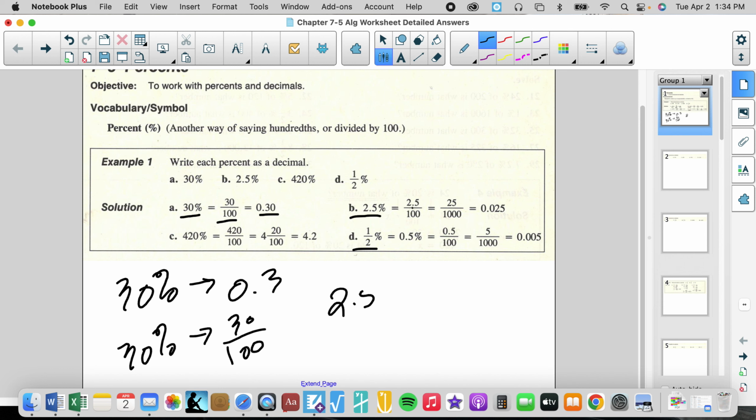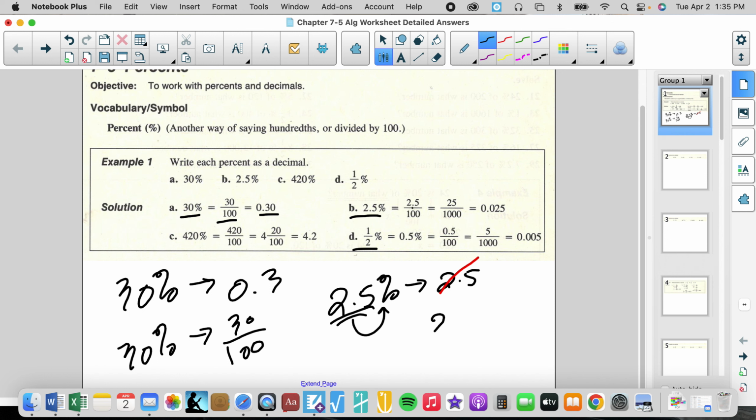decimal. When you get 2.5% and they want you to go to a decimal, a lot of students just go 2.5. It's already a decimal. Now this is a decimal percent. That is completely different than going to a decimal. We're still going to move that decimal point over 2 places.